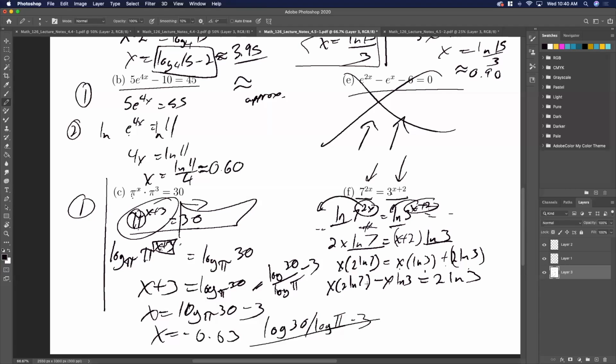Well, here I can just pull out the x, so I'll have x times the quantity 2 ln of 7 minus ln of 3 equals 2 ln of 3. And then we can have x is equal to 2 ln of 3 divided by whatever this number is, 2 ln of 7 minus ln of 3. So this is the exact answer, and I can just type that roughly into a calculator and get 0.78.